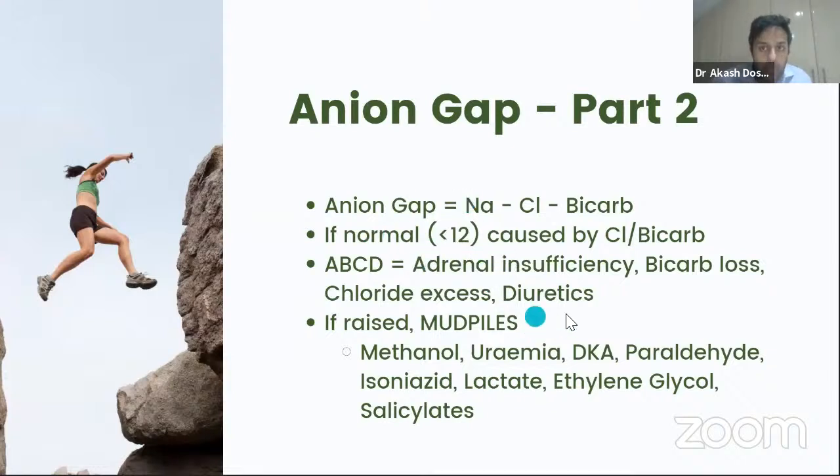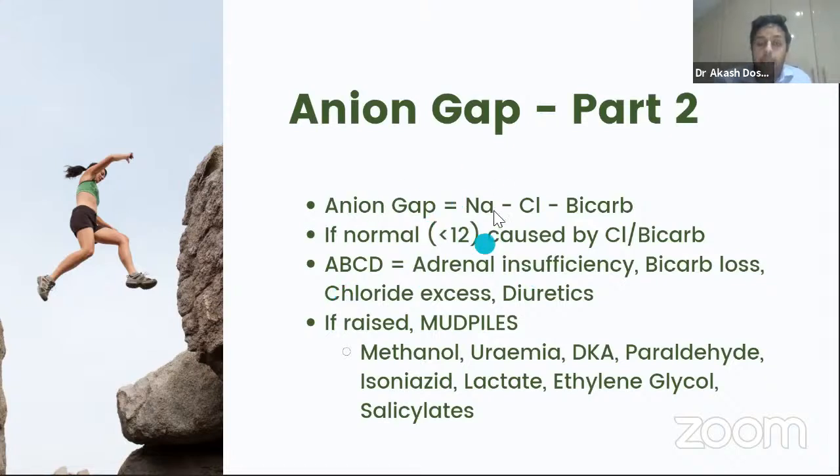If it is normal, then these are your causes, essentially things that are going to really interrupt these two systems: adrenal insufficiency, bicarb loss, chloride excess, diuretics. But in all honesty, you're going to see that the patient is having things that are going to cause you to lose your bicarb or cause excessive chloride, or you're going to know they're on diuretics. And for adrenal insufficiency, they're also going to be hypotensive, hyponatremic, potentially hypoglycemic. There are going to be other clues which are more obvious than the anion gap.